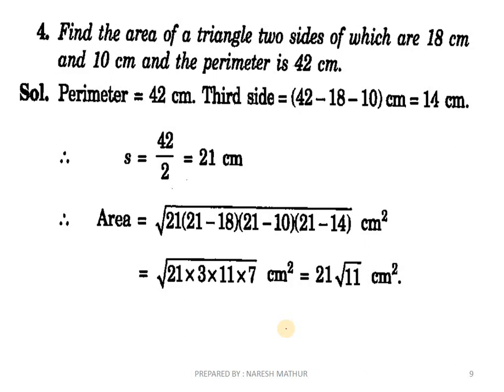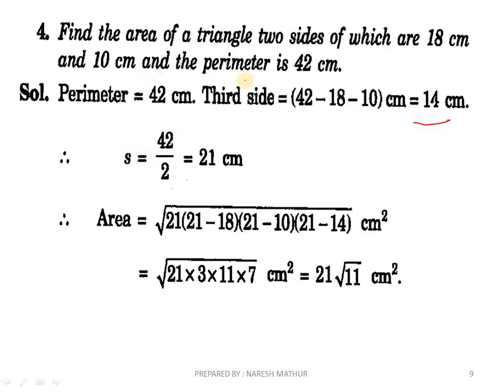centimeter, and the perimeter is 42 centimeter. Now if we have the perimeter, we can find the third side. How? The two sides are 18 and 10. Just subtract these sides from the perimeter, so we get the third side. So now we have all the sides of the triangle. We can find the area easily by Heron's formula.